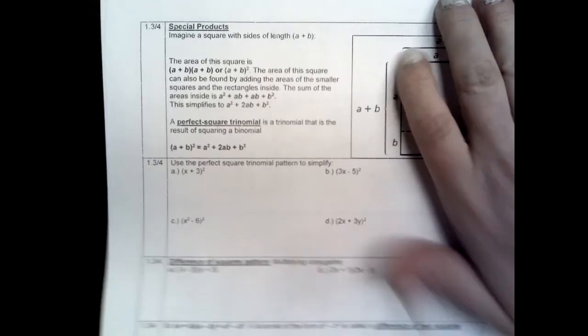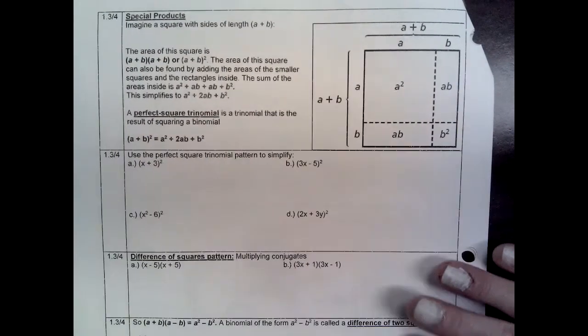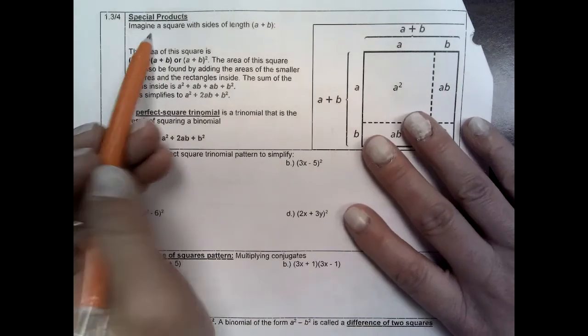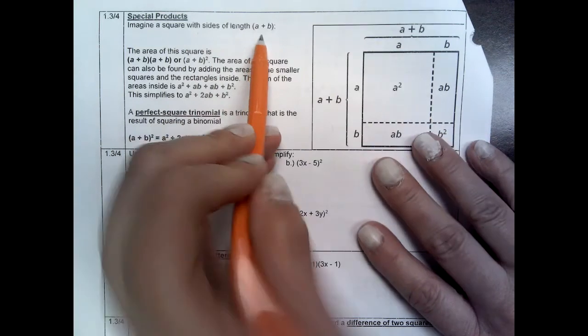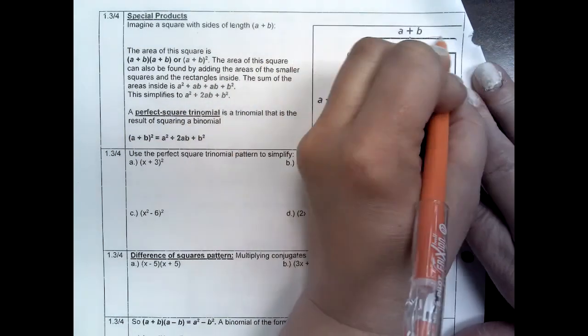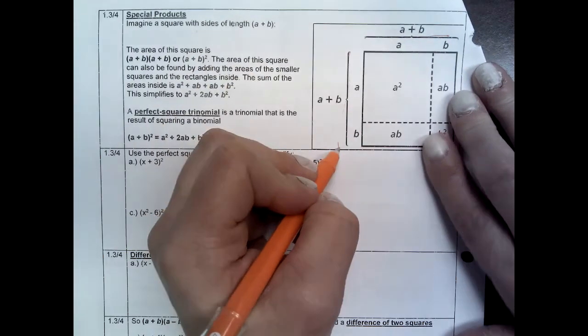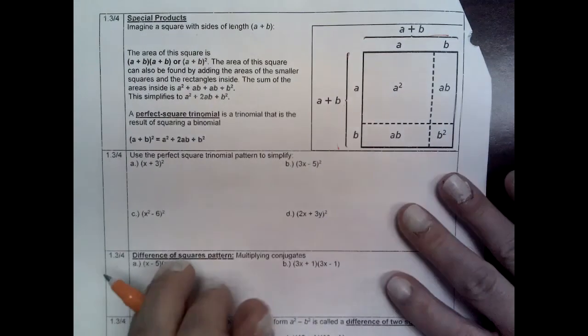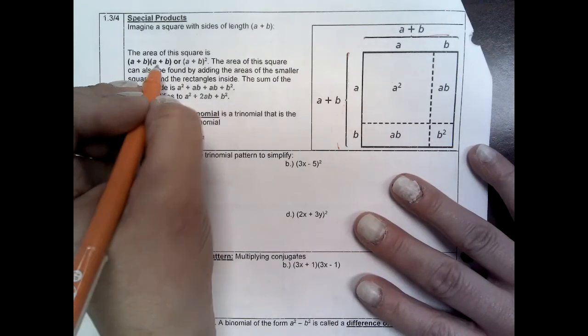So there is a little bit more for today. All right, so special products. Imagine a square with sides of length a plus b. So in other words, this length is a plus b and this length is a plus b. And then here are your tiles right there. So the area of this square is a plus b times a plus b, or a plus b squared.